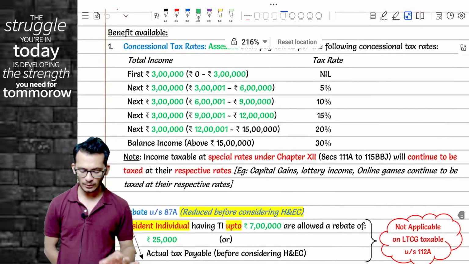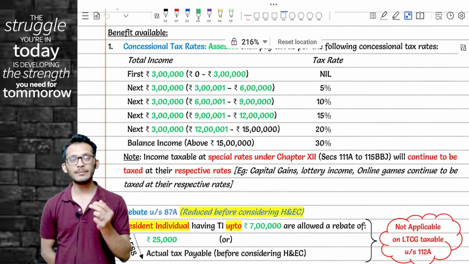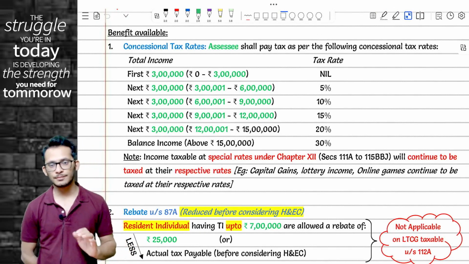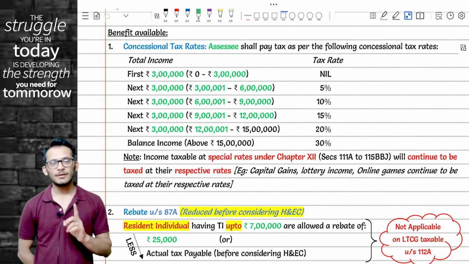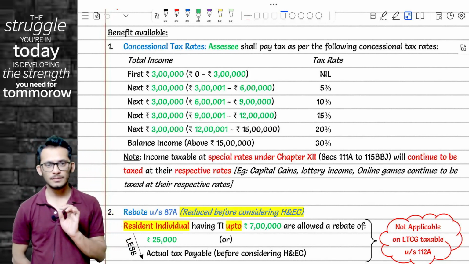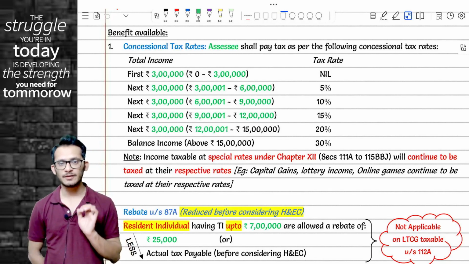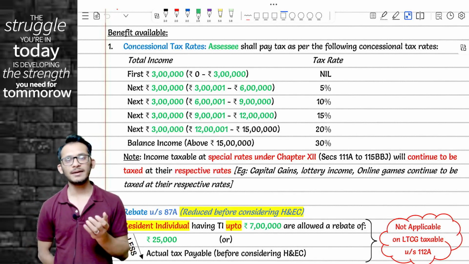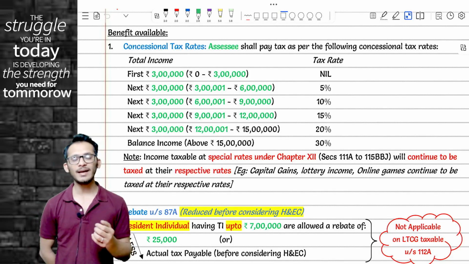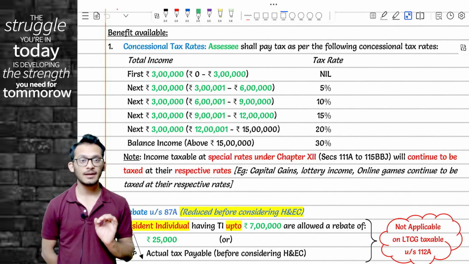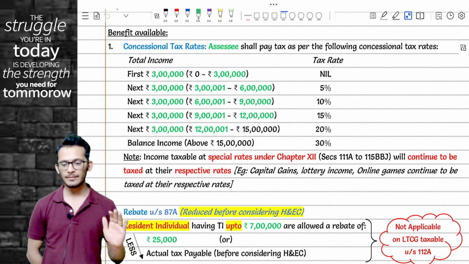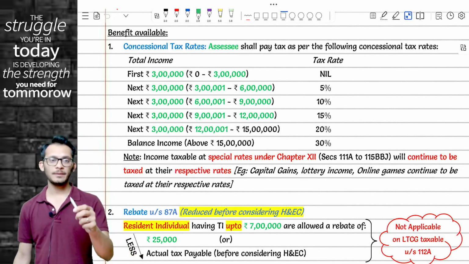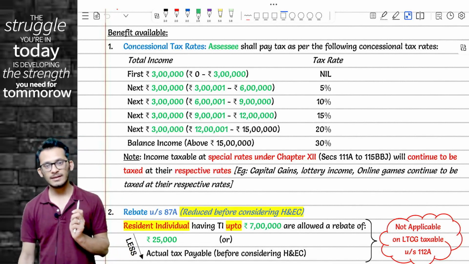They are coming and saying, Rahul, the new rates are every incremental 3 lakh, incremental 5%, which means for the first 3 lakh rupees, it will be 0. 3 lakh to 6 lakh, it will be 5%. 6 lakh to 9 lakh, it will be 10%. 9 lakh to 12 lakh, it will be 15%. 12 lakh to 15 lakh, it will be 20%. After 15 lakh, everything will become 30%.